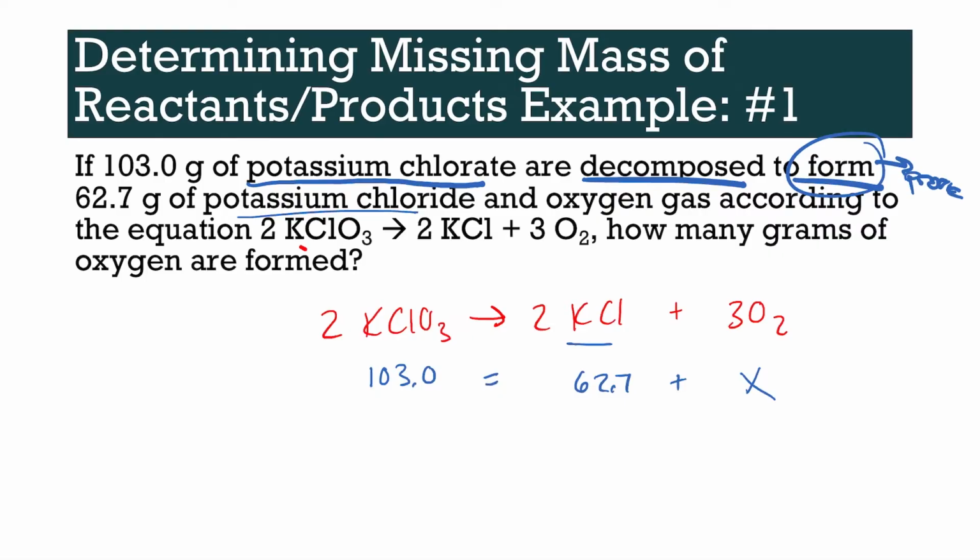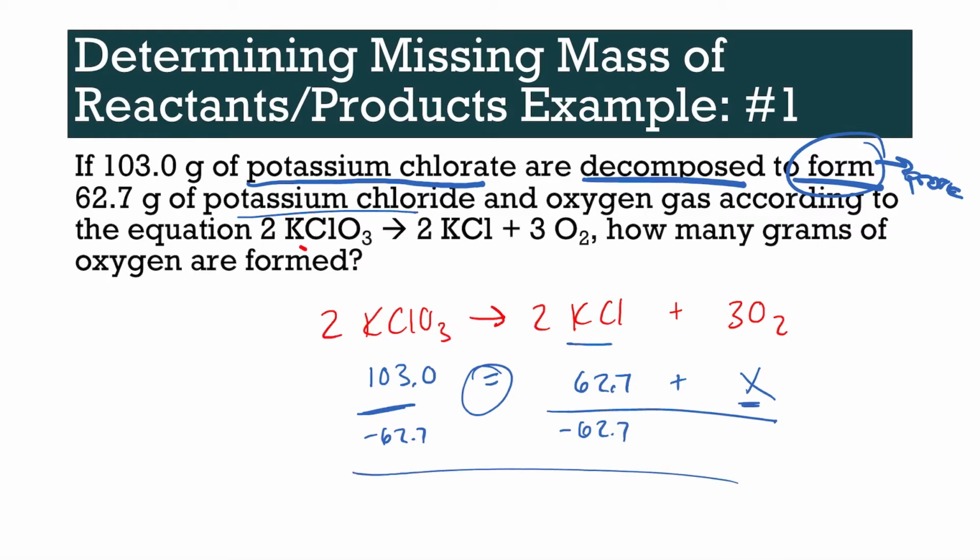And so, due to the conservation of mass, the mass of what you start with has to equal the mass of what you end with. So the mass of the reactants has to equal the mass of the products. Then you give yourself a very simple algebraic equation. Let's solve for x. We just subtract 62.7 from both sides, and you get 40.3 equals x. So that's your answer. That's it.